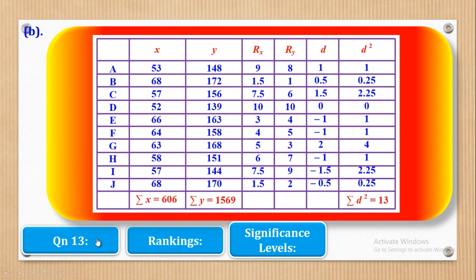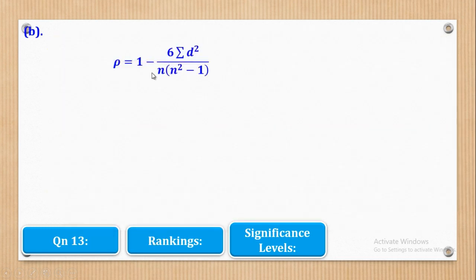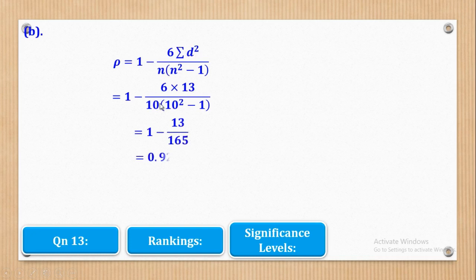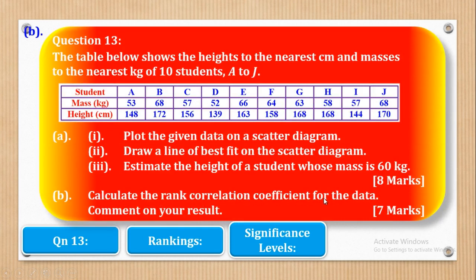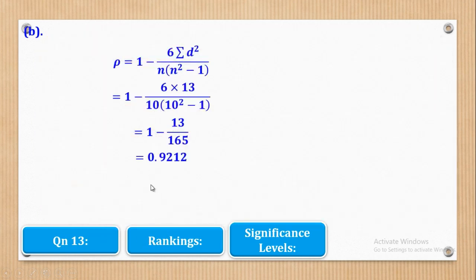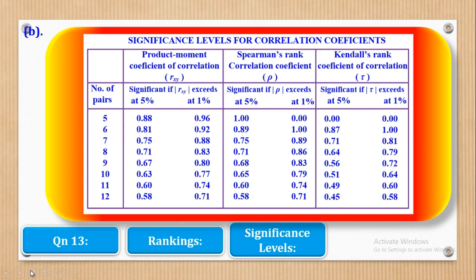So what do we do? We shall come here and substitute. Where there is the summation of d squared, we shall put 13. Where there is n, we shall put 10. And when you simplify, we shall get 0.9212. So basically that was the rank correlation coefficient which they wanted, but they also wanted you to comment. Now how do you comment? For you to comment, you must know this calculated value and the number of pairs.